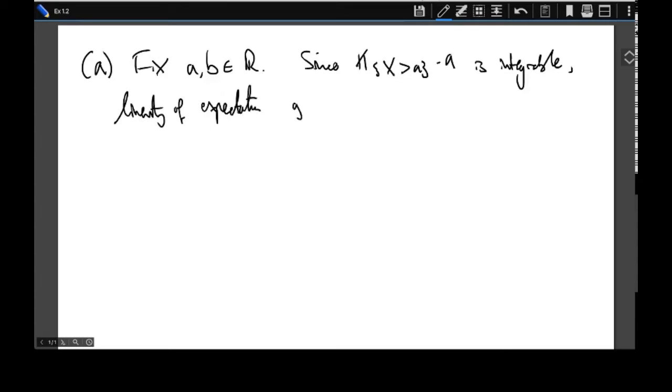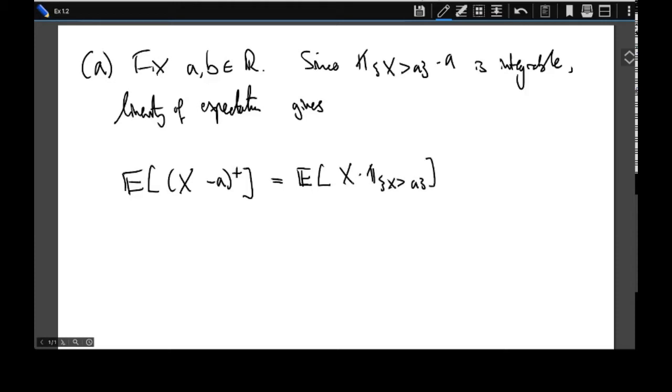Linearity of expectation gives the expectation of (X minus a) positive part is equal to the expectation of X multiplied by the indicator that X is greater than a, minus a times the expectation of the indicator that X is greater than a. We're allowed to take a out of the expectation, of course, because it's just a constant.